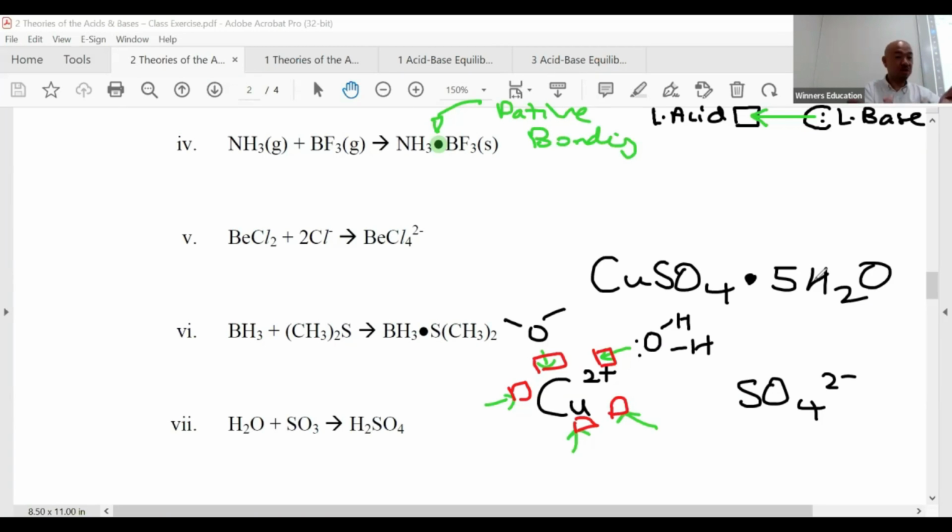Water has a lone pair. Copper 2 plus is a positive ion. But how come there are so many empty orbitals? To be discussed in transition metals.